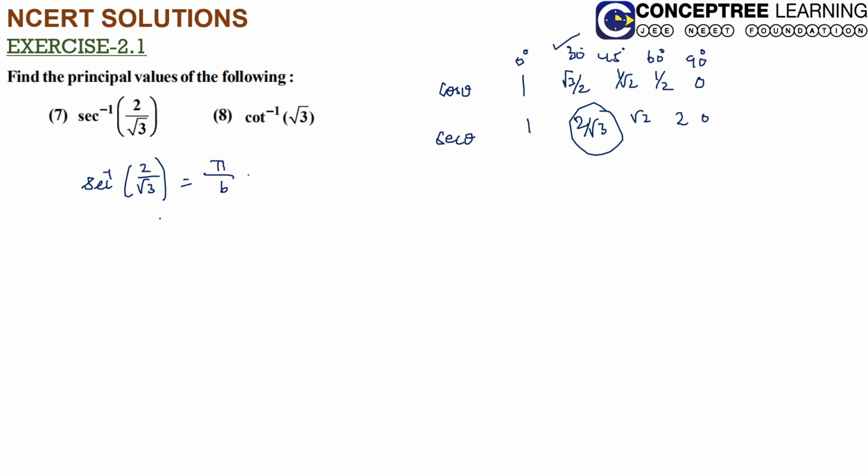Next, cot inverse of root 3. Cot inverse of root 3 is equal to, for what value or for what degree is cot giving root 3 as the answer.